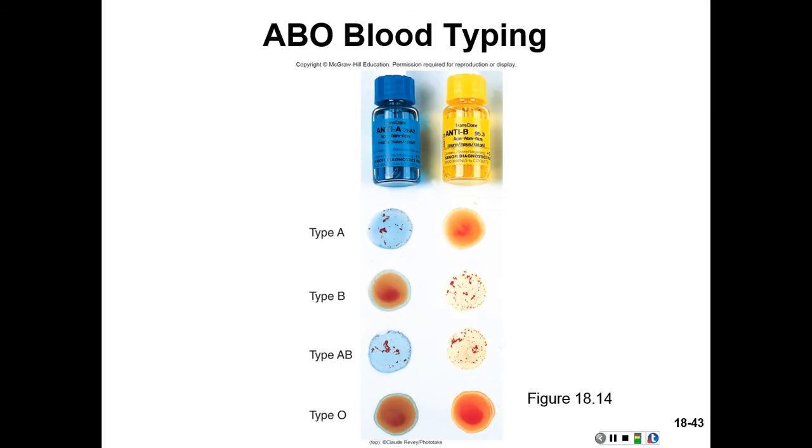Alright, so let's look at the blood types. You see A, you see anti-A, then anti-B. You see type B, where it reacts with A. AB, and you can see what happens in O, which has neither.